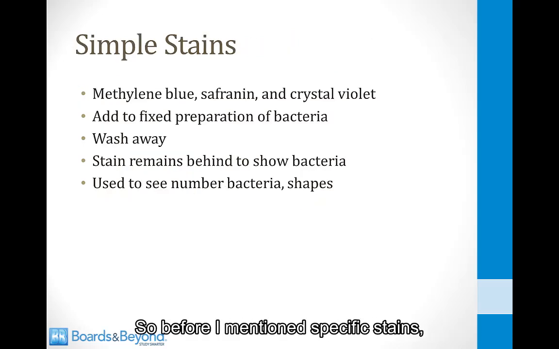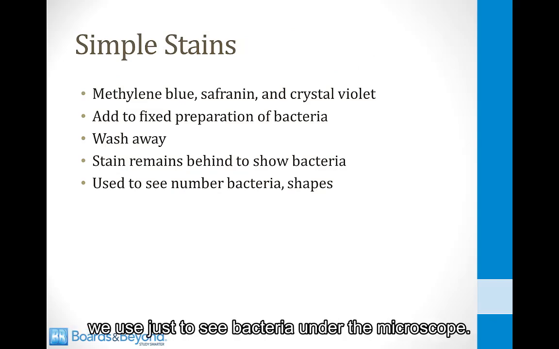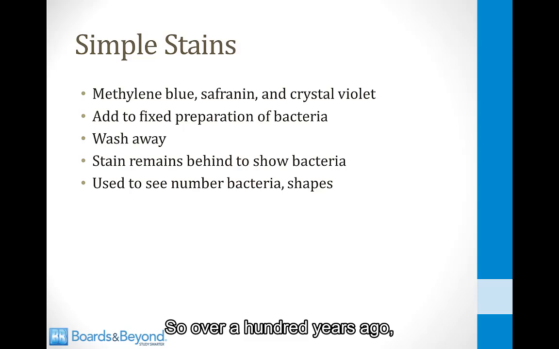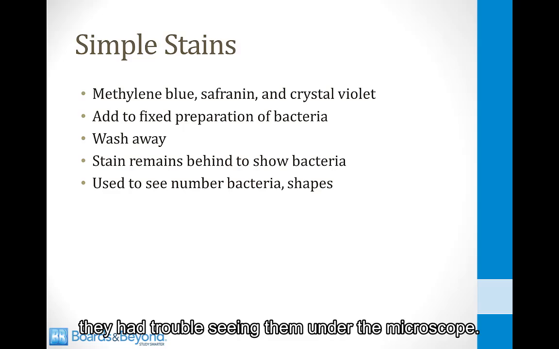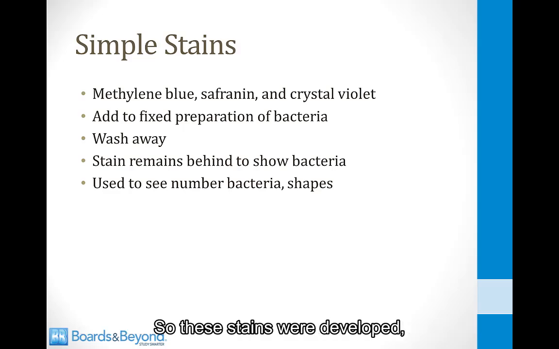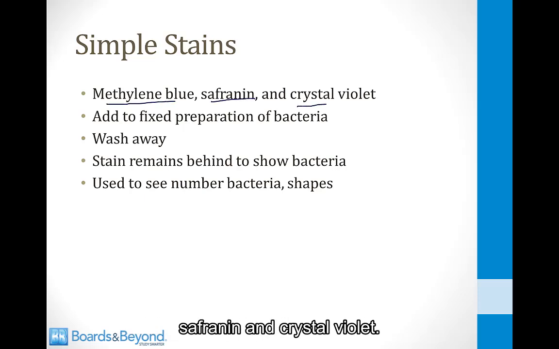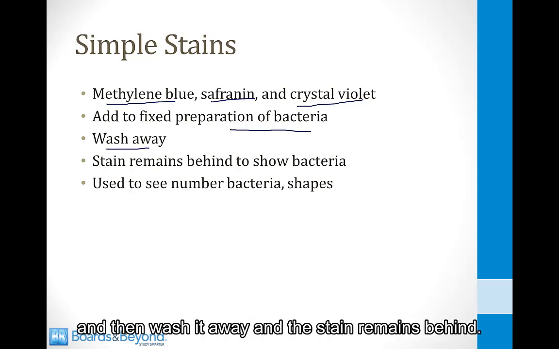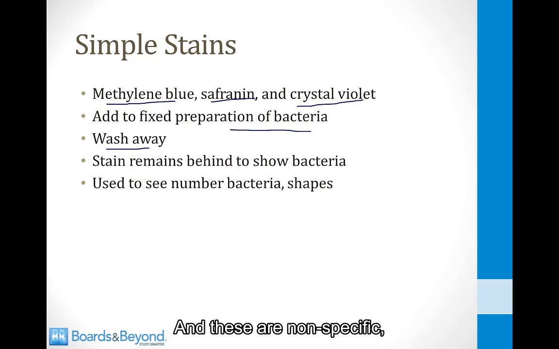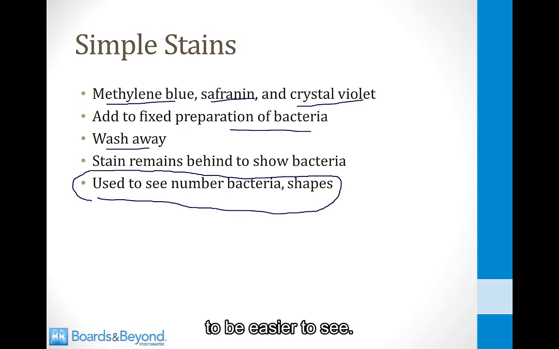So before I mention specific stains, you should know that there are a lot of simple stains that we use just to see bacteria under the microscope. Over 100 years ago, when people figured out that bacteria cause disease, they had trouble seeing them under the microscope. So these stains were developed which stain basically all bugs the same. And these are things like methylene blue, safranin, and crystal violet. You add them to a fixed preparation of bacteria and then wash it away, and the stain remains behind. These are non-specific, but they just allow the bacteria and the bacterial shapes to be easier to see.